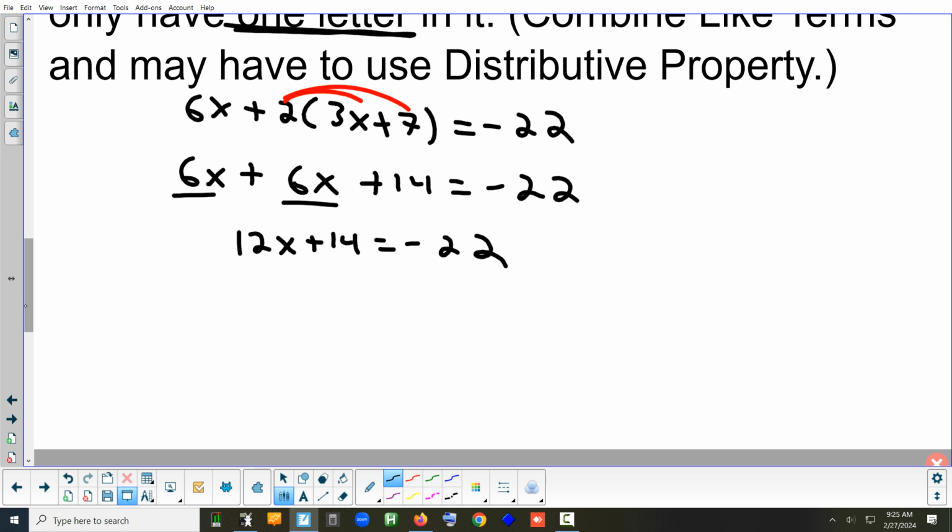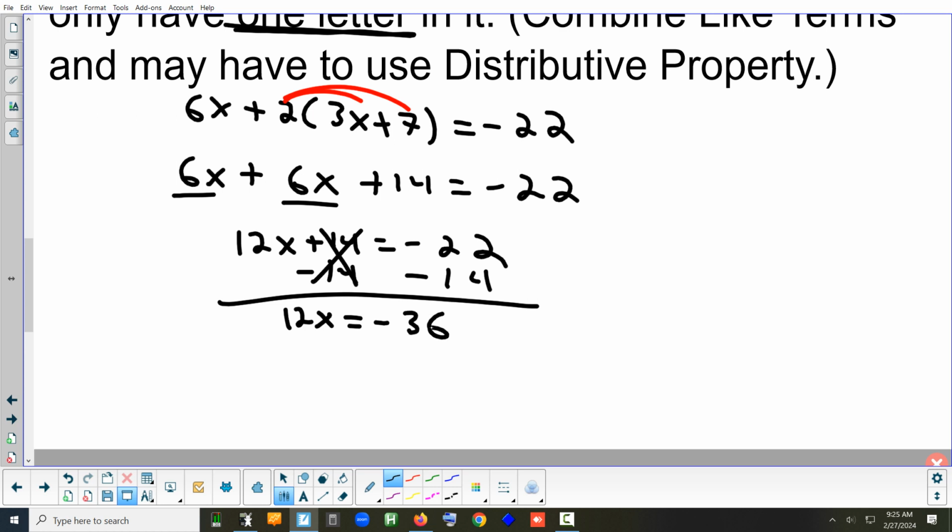Subtract. And what would you subtract on both sides? 14. Yes, we're going to subtract 14 from both sides. So the goal here is we're trying to figure out what x is. We're trying to find our first letter. What does that leave me with on the left? 12x. And what's negative 22 minus 14? Negative 36.